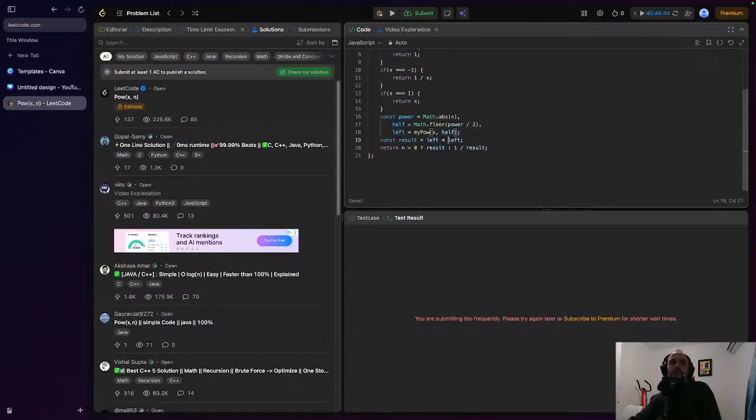And we need to add another check to where power is n and 1. Basically, is n odd? If n is odd, then we need to add one more x, otherwise we don't add anything. Try running that.